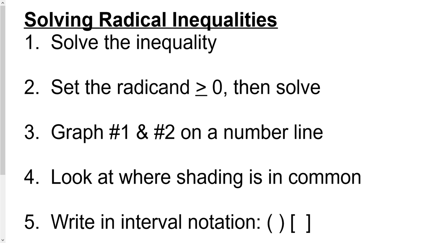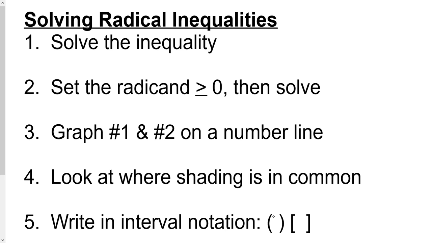So once we have gone through and solved the entire inequality and set each of the radicals, or what's inside the radicals, to be greater than or equal to 0, then we're going to have a list of possible inequality solutions. We're going to want to graph those on a number line. I just think that makes it so much easier to determine what the actual answer is. You'll see that in a minute. Looking at that number line, we're going to see where the shading is in common. And then once we have that, we're going to write it in interval notation.